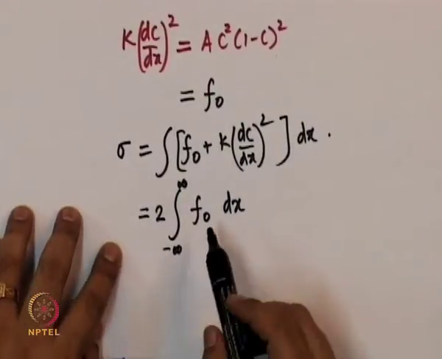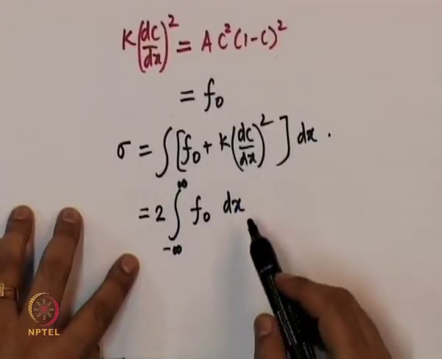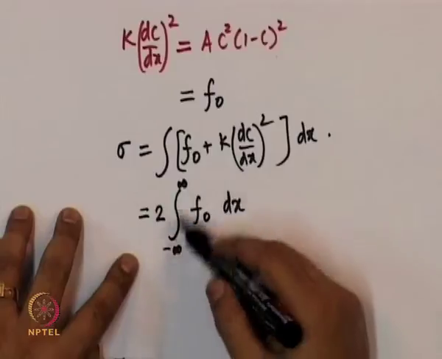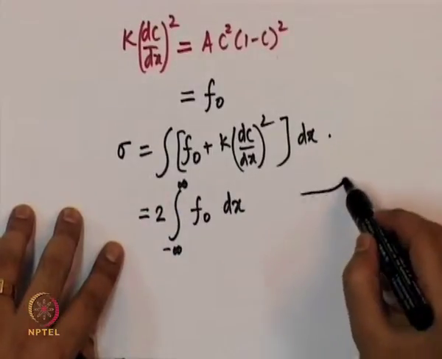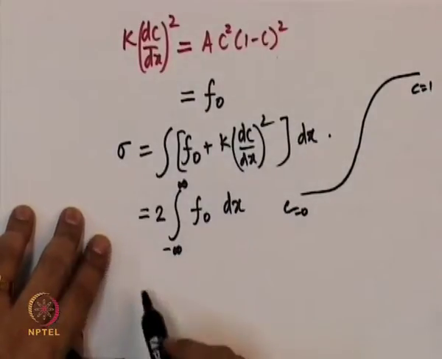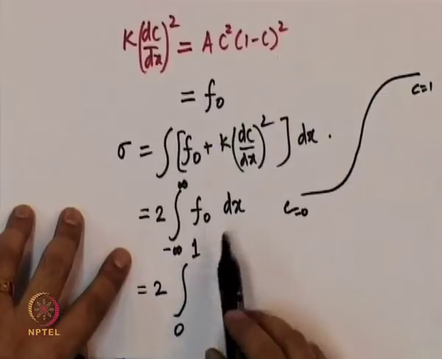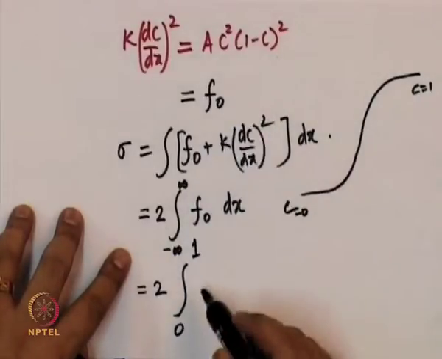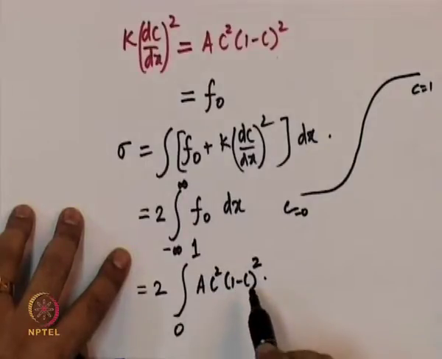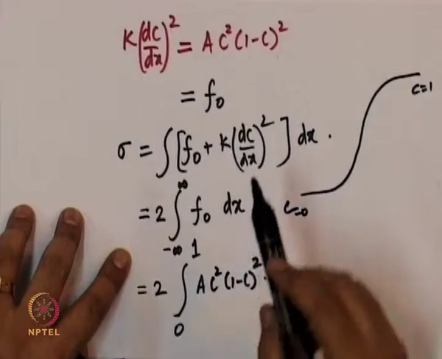So, we will change the limits of integration and the integrand in terms of C. Let us say that I want to replace dx by dC and the integration from C equal to 0 to 1, because the interface is like that. So, C equal to 0, C equal to 1. So, at minus infinity, C is 0, and at plus infinity it is 1. Now, F0 of C we know, that is A C squared into (1 minus C) whole squared, and so the integral dx should be replaced by dC.